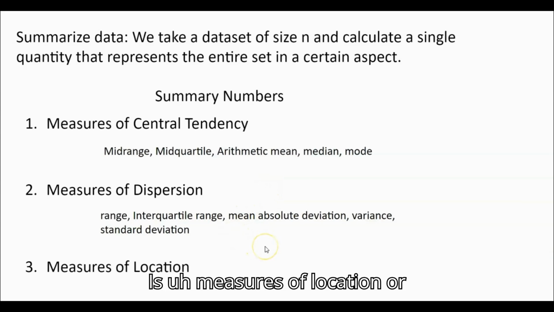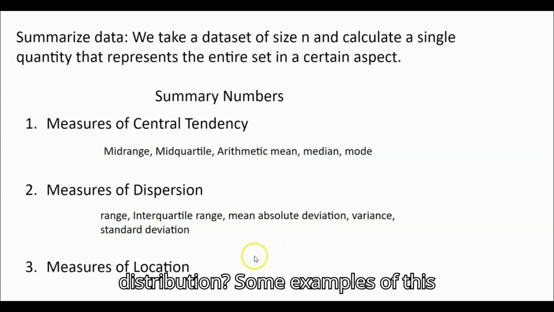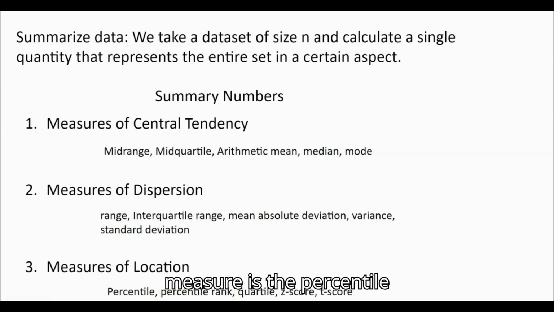The third measure is measures of location or position. Now, this locates one single score within the distribution of scores. How does that score compare to the other scores in the distribution? Some examples of this measure are the percentile, percentile rank, the quartile, the z-score, the t-score.